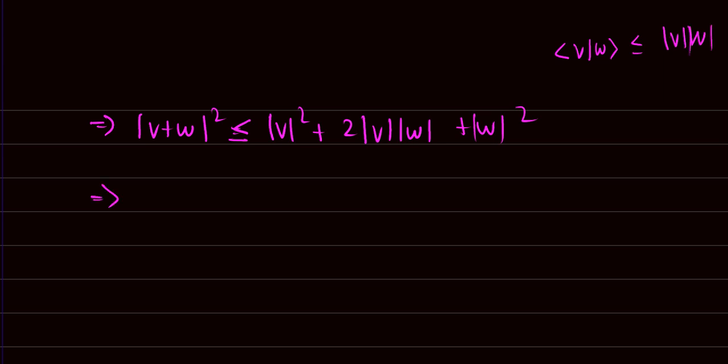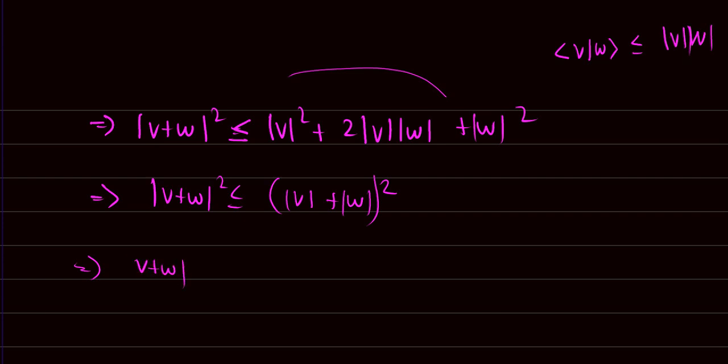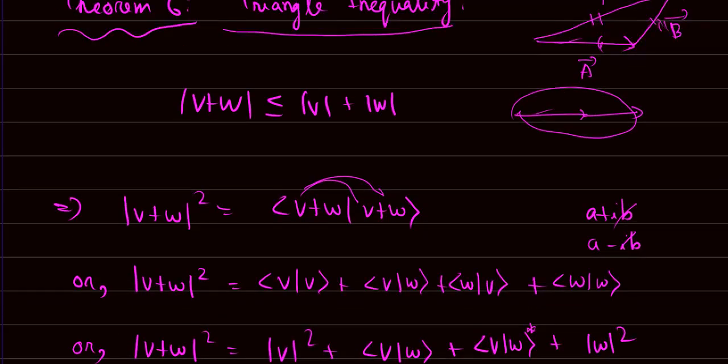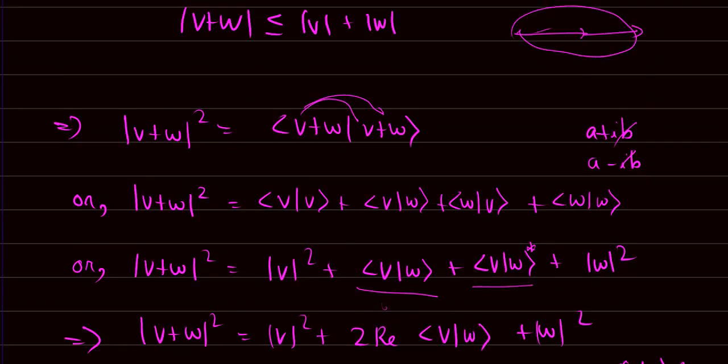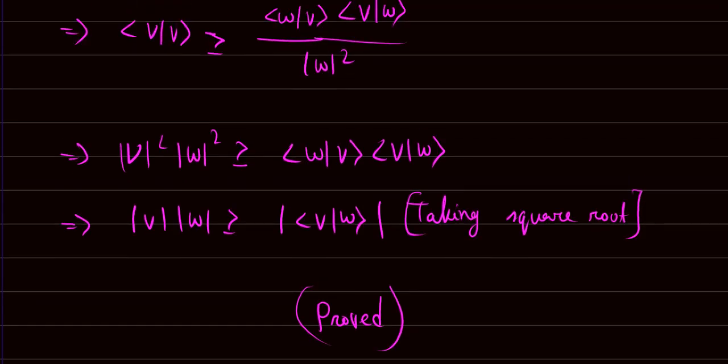So finally we can write this is nothing but V plus W square, and now if we take the square root, this gives us this. So these two theorems are very important. This is called the triangle inequality, and we have proved it for a general vector space. Theorem 5 was the Schwarz inequality, and theorem 6 the triangle inequality. We have proved them for the general case.